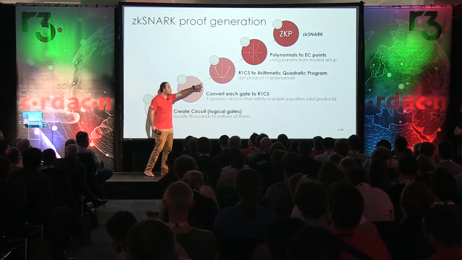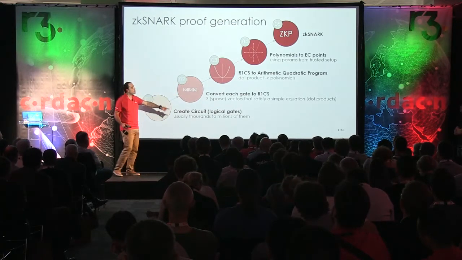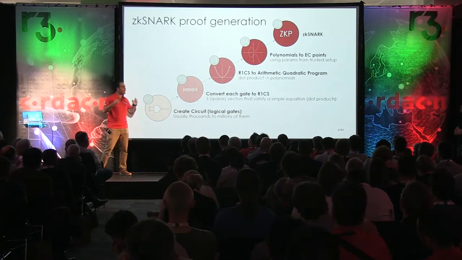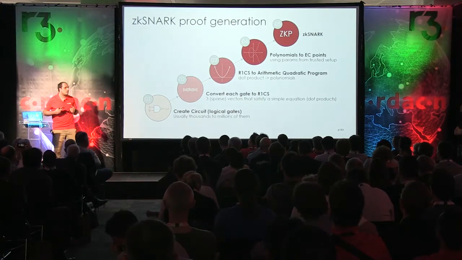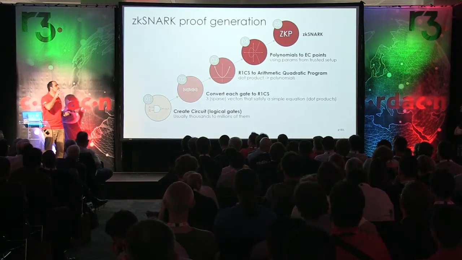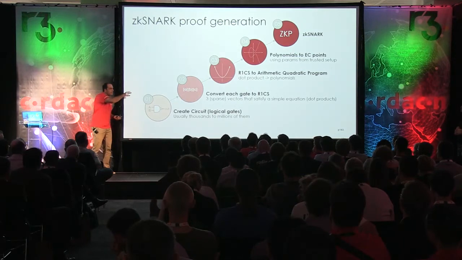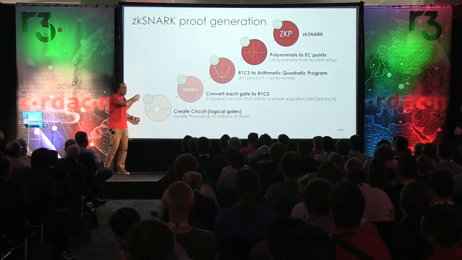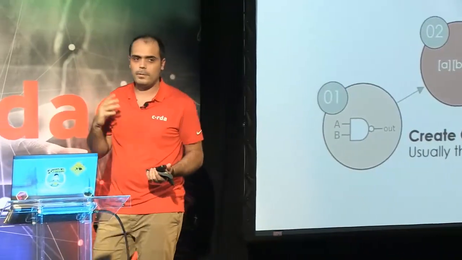And after you go to the arithmetic quadratic program, you go to the elliptic curve encryption using bilinear pairings, and then you have the ZK snark. This is something just to understand that there is a process of almost 5 steps, and that's why it's very complex.